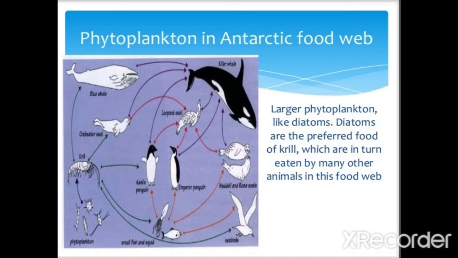Phytoplankton in the Antarctica food web. Larger phytoplankton like diatoms. Diatoms are the preferred food of krill, which are in turn eaten by many animals in this food web.